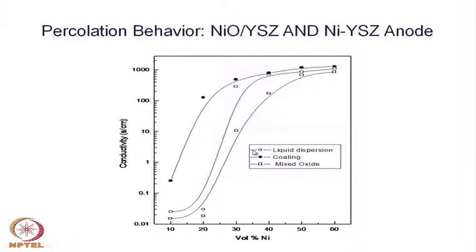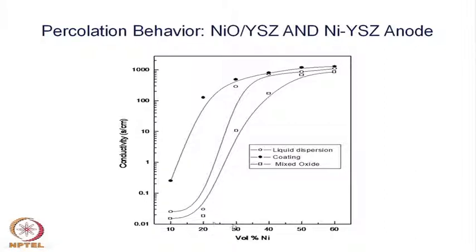Then we have a liquid dispersion technique. Instead of a solid state dispersion, one uses a liquid dispersion where the dispersion becomes better. So, the distribution also becomes better, and the third one is in between, the electroless coating technique. So, what we have plotted here is the nickel volume percentage against the conductivity. Okay. So, you can see this was a much lower conductivity for the same volume.